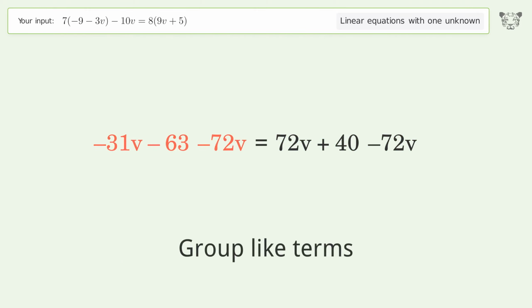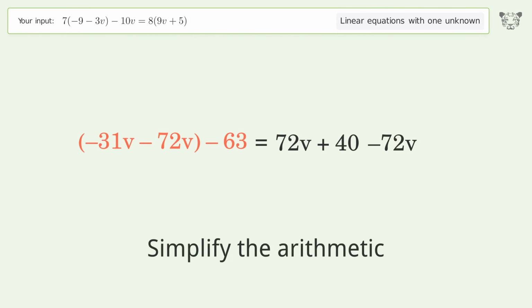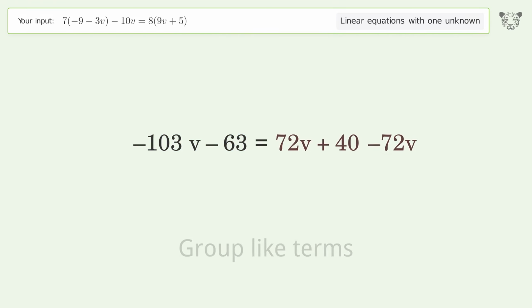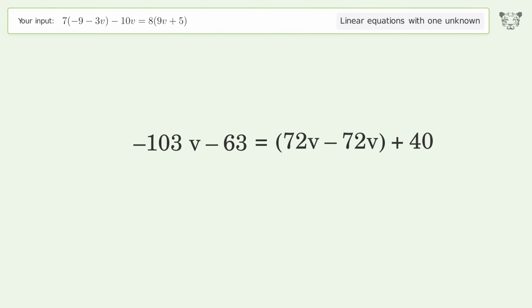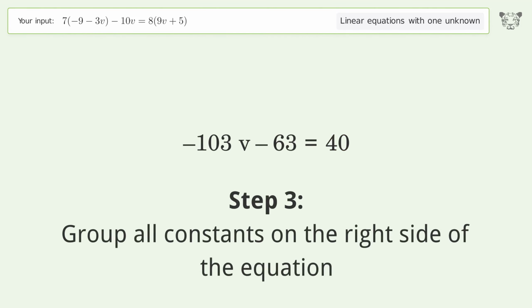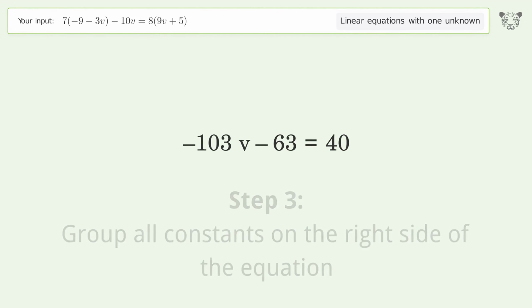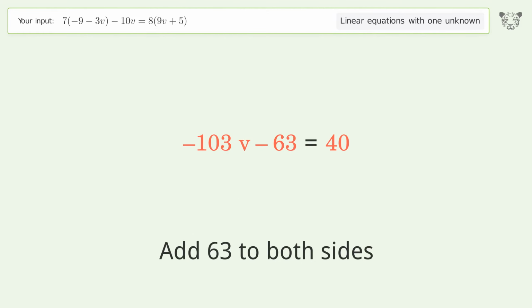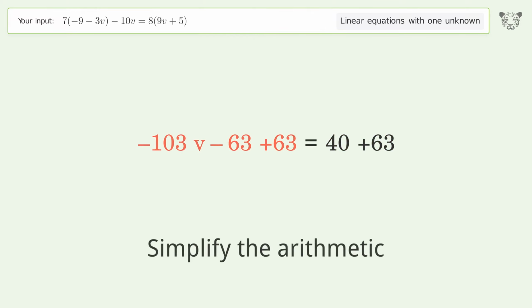Group like terms. Simplify the arithmetic. Group like terms. Simplify the arithmetic. Group all constants on the right side of the equation. Add 63 to both sides. Simplify the arithmetic.